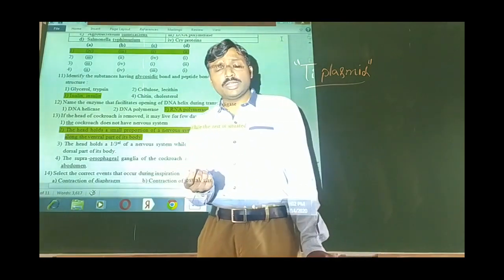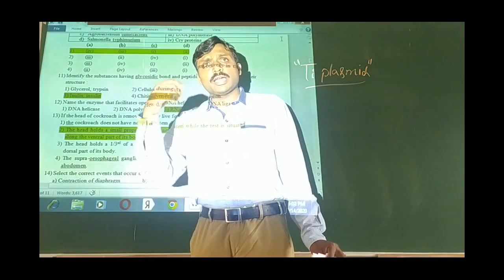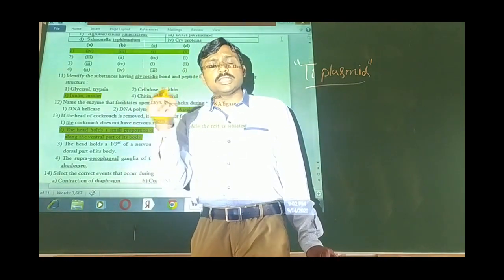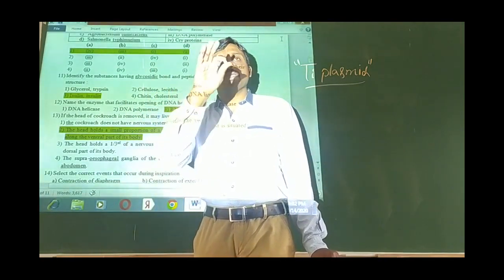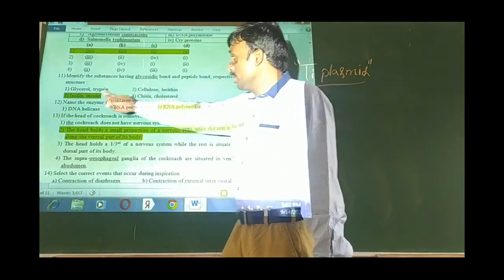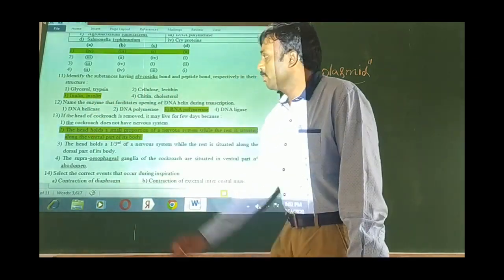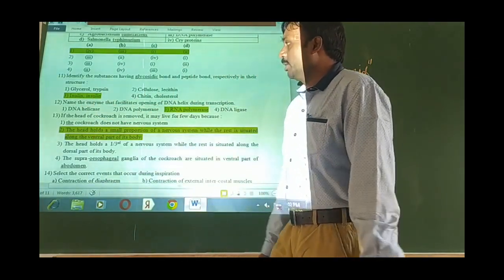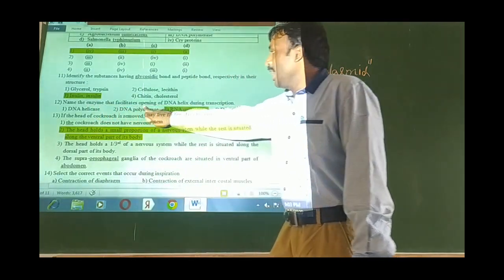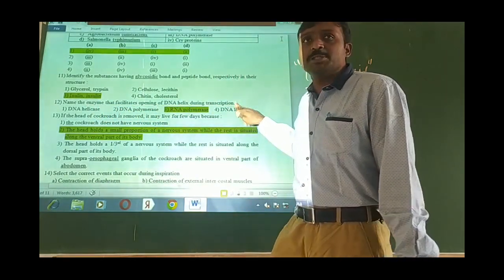So you may have the question here: whether to consider insulin as a protein or a hormone. All proteins, hormones or enzymes are just made up of a group of amino acids. So here, the glycosidic bond is observed in inulin, and the peptide bond is observed in insulin. Then moving to the next question, 12th question: name the enzyme that facilitates opening of DNA helix during transcription.